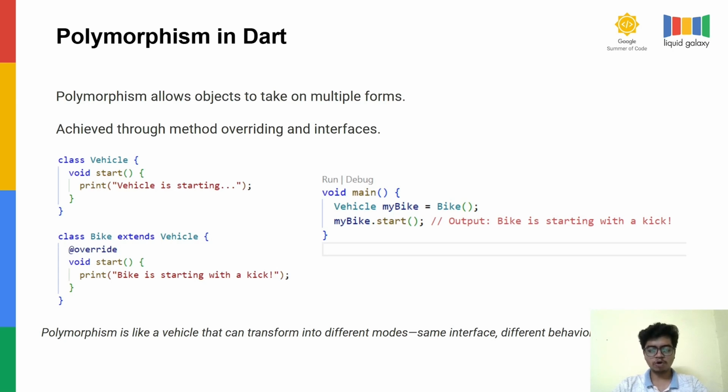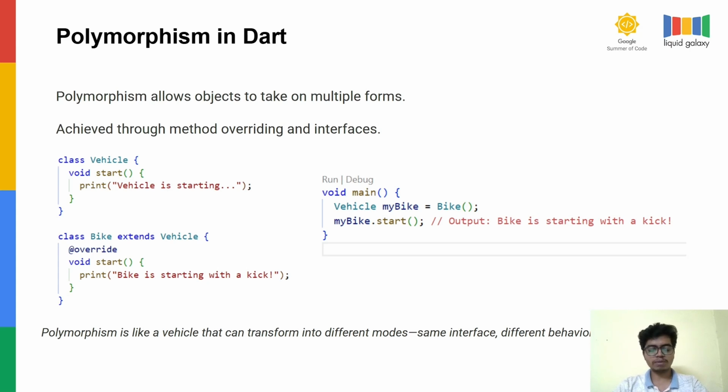So now comes the third important pillar of OOP, which is polymorphism. The meaning of the word polymorphism is many forms. In simpler terms, polymorphism allows one function or method to have different behaviors based on the object that is calling it. This makes our code more flexible and scalable. So polymorphism allows objects to take on multiple forms.